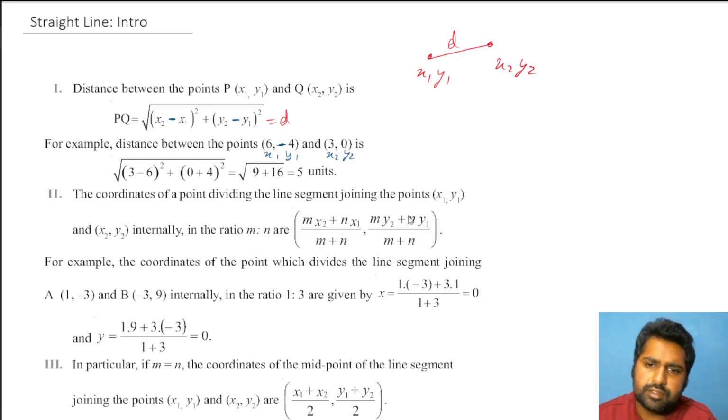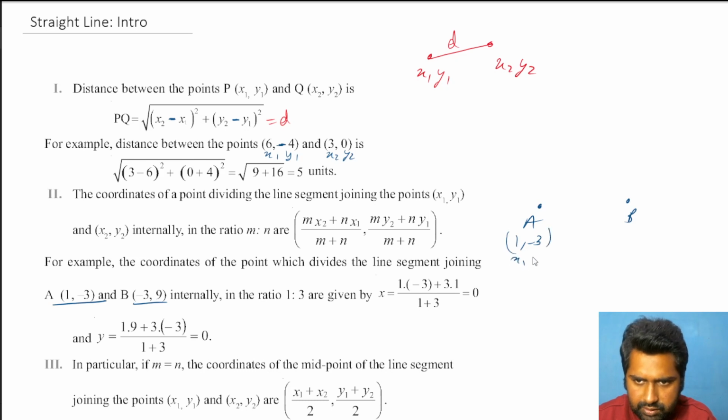In the same way, suppose you have 2 points x1 y1 and x2 y2, and they are being divided by some point in some particular ratio. Let me show you with the help of this example. You have 2 points, one is A, one is B. The coordinate for A is 1 comma minus 3, that's your x1 y1. The coordinate for B is minus 3 comma 9, so that's x2 y2.